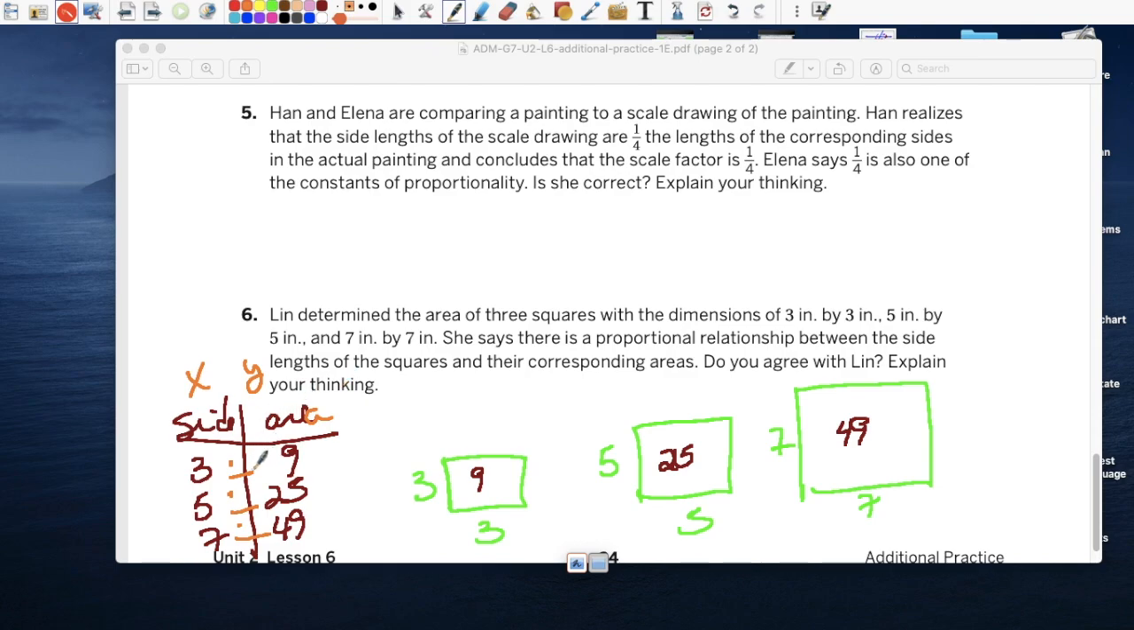Do we have that? No, we don't. There is no such number, right? So for this one, the answer is no. There's no same number that I can multiply the 3, the 5, and the 7 by to get the area. Okay. I think that's it. Let me clear this.